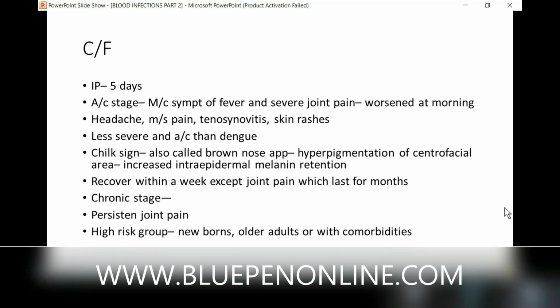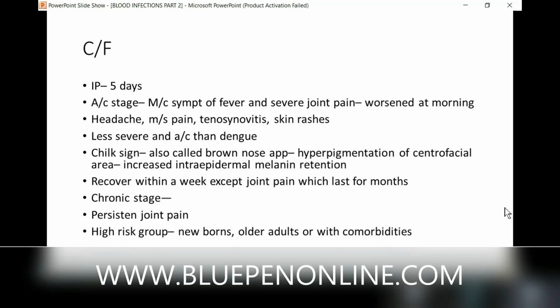Mainly it is arthritis, which affects the small joints, and the pain is worst in the morning when the patient gets up, and during the daytime. One more feature of chikungunya is the chik sign, a brown nose appearance. There might be hyperpigmentation of the centrofacial area, due to increased intraepidermal melanin deposition and retention. This hyperpigmentation of the skin over the nose is not permanent. It will recover after 1 week of the illness.